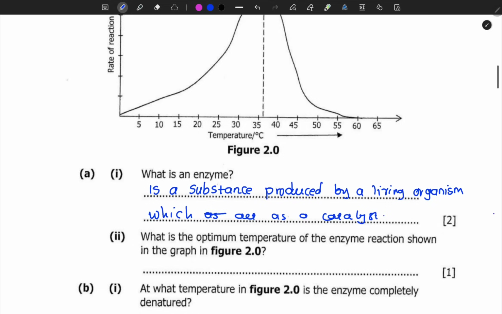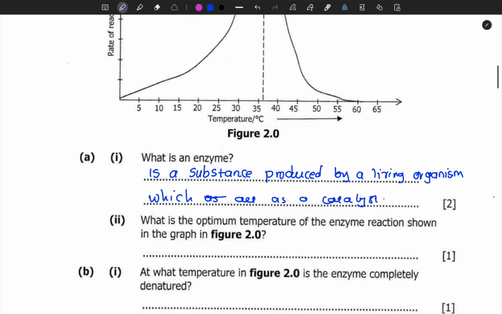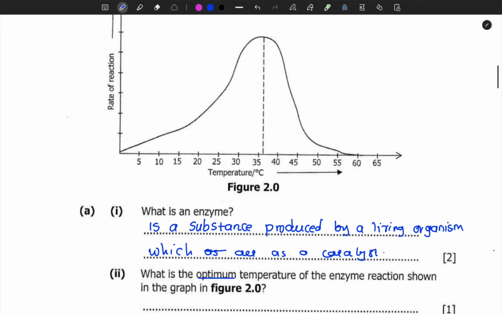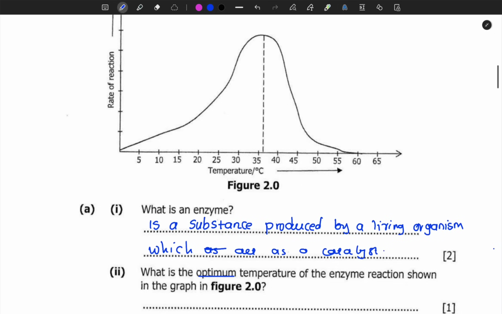We move on to Roman number 2. What is the optimum temperature of the enzyme reaction shown in the graph in figure 2? The word optimum simply means the best, the point where something is operating at its best level. So how do you find the optimum? The optimum is the highest point of our graph. The highest point of our graph is here. This is the highest because the graph did not exceed this point.